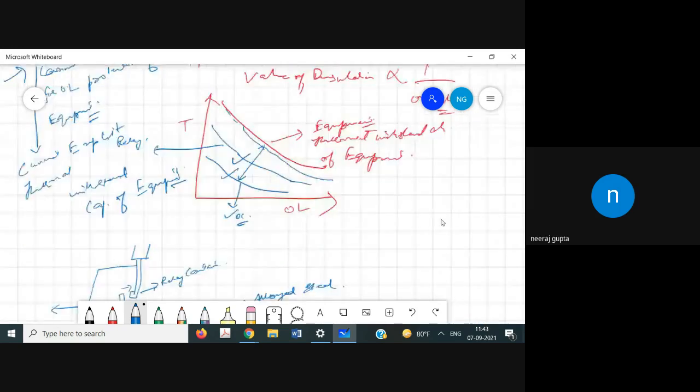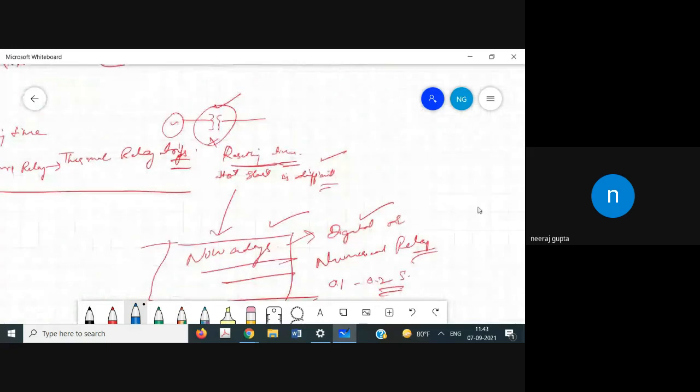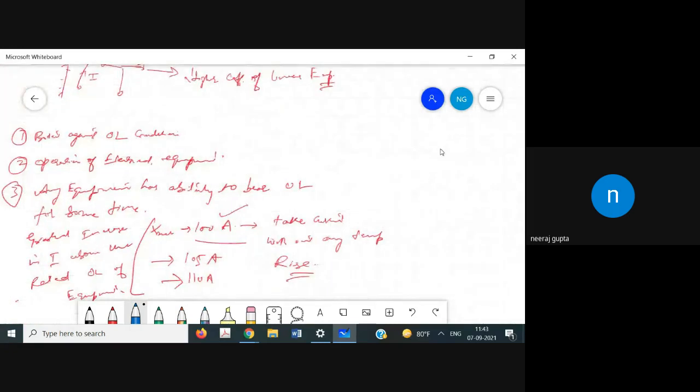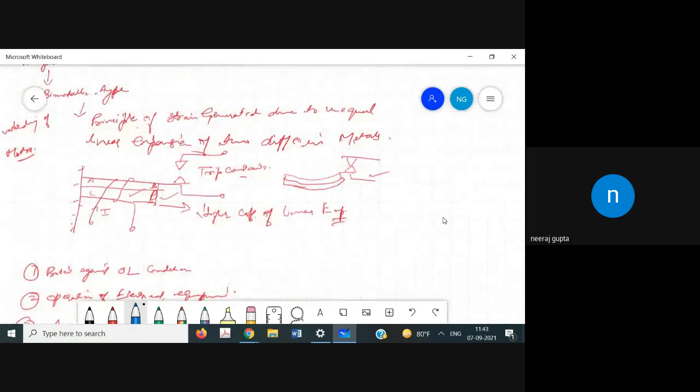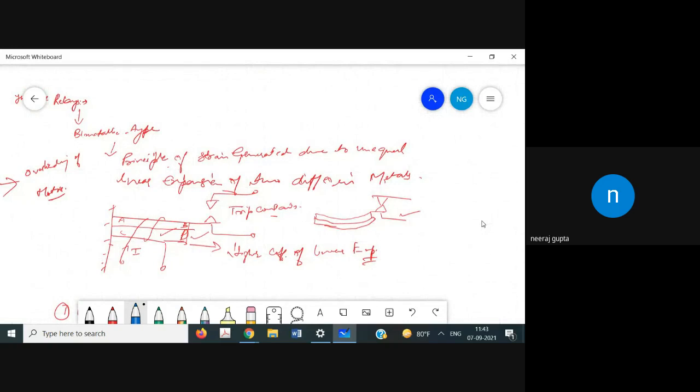Let's have the quick recap of whatever we studied. First, it is the thermal relay. We have the basic concept of thermal relay. It is based on the strain generated due to the unequal linear expansion.